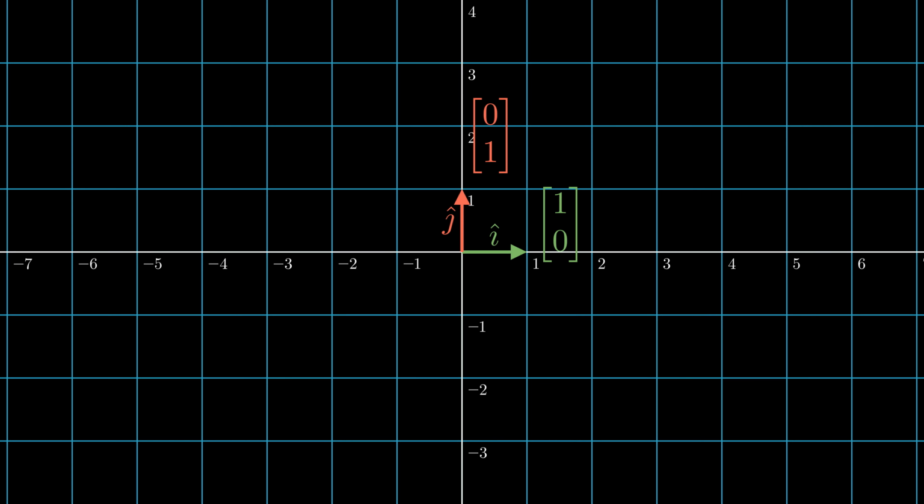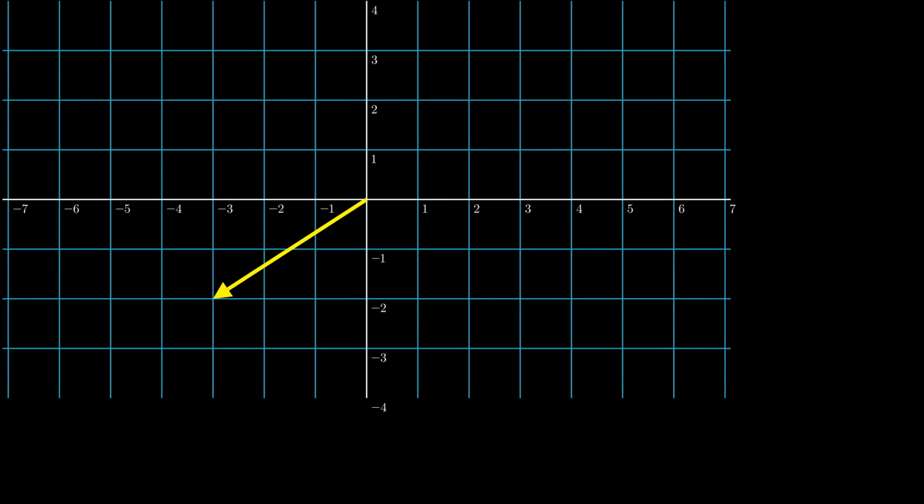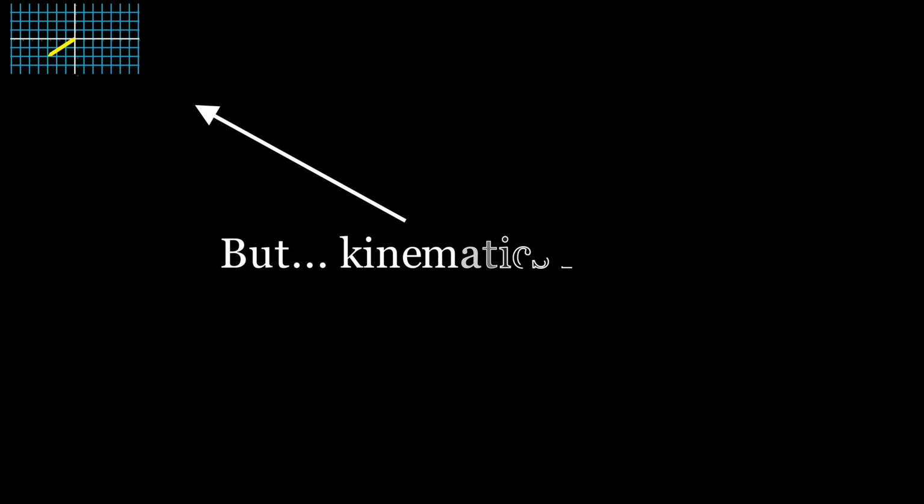With i, j, and k, we can essentially represent any vector in this kind of Cartesian space using a combination of them. For example, this yellow vector is 3 units left and 2 units down. We can write it as (-3, -2), or equivalently, -3i plus -2j. Hopefully everything up to this point has been a pretty easy review. But the question is, how do we do kinematics in this kind of coordinate system?